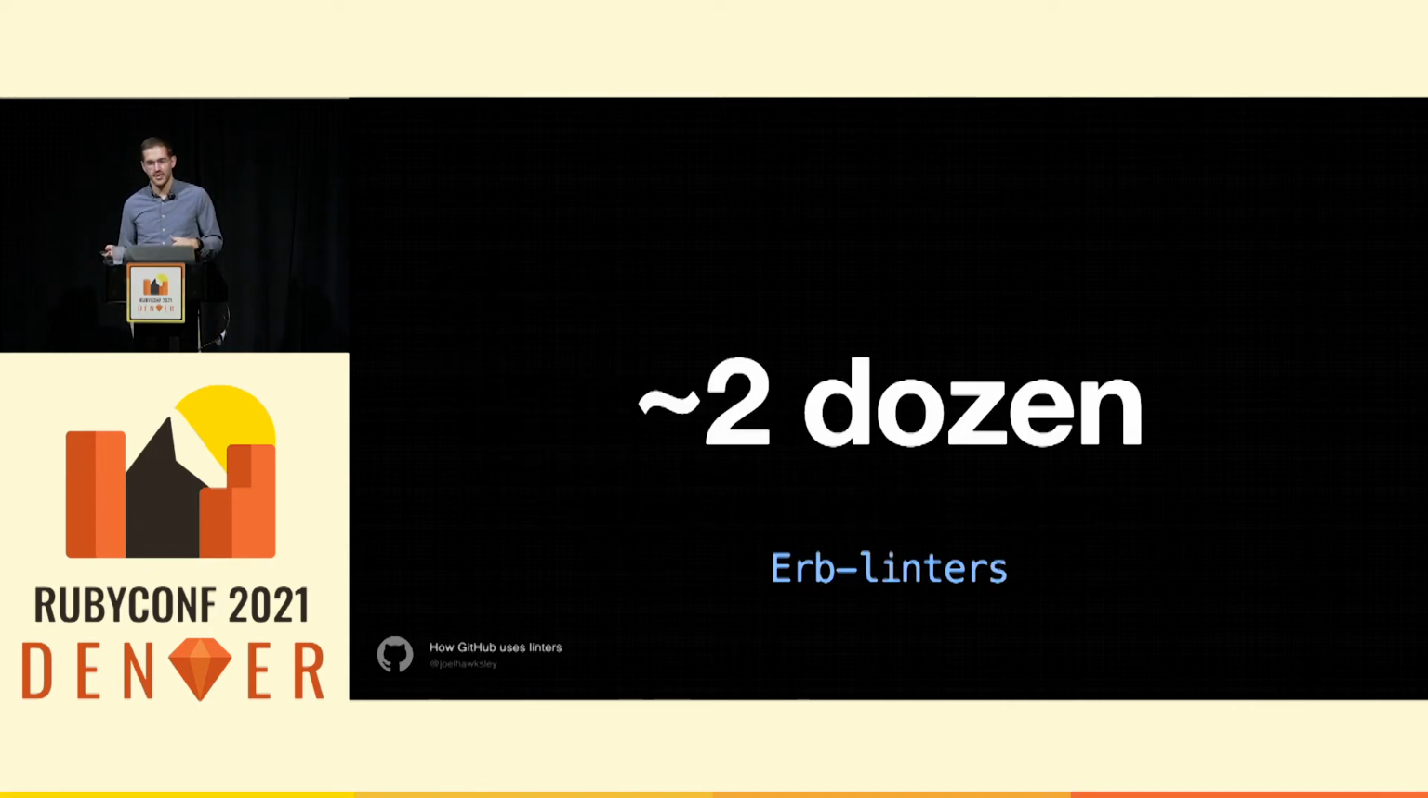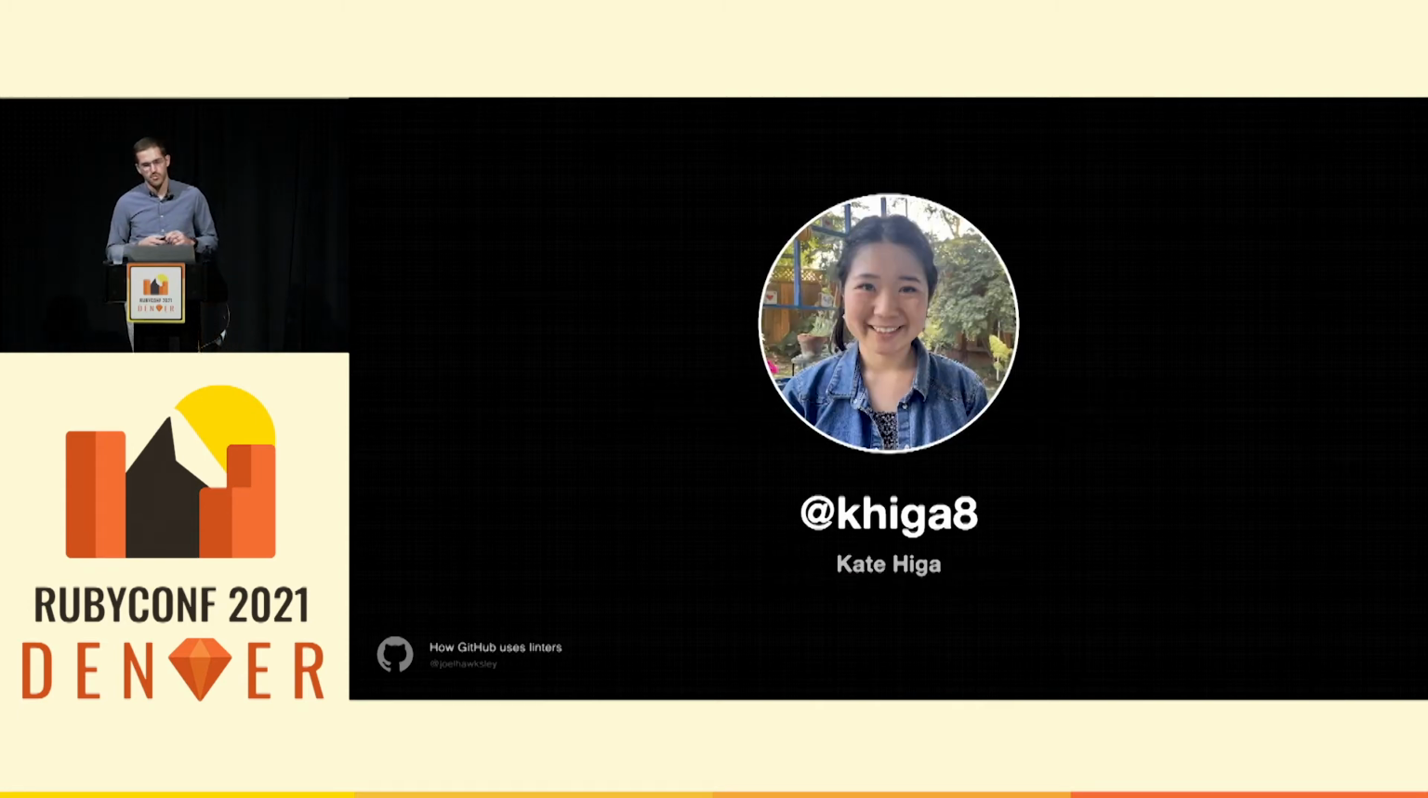One of the AST-powered linters that we use is called ERB-lint. We use this for our ERB templates, and we've actually written about 24 of these. We just open sourced a couple of them last week, and we're going to start to open source all the ones that we've written. This example that I'm going to share is from my colleague Kate Higa. She's an accessibility engineer at GitHub.